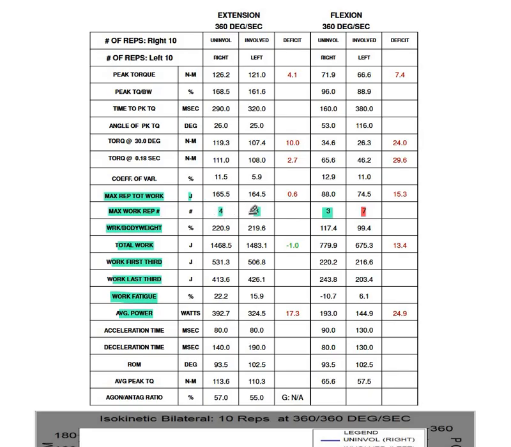And you want to see symmetry between legs, so they should occur within a repetition of each other, and ideally they should be on repetitions, ideally 1, if not 2. And the lower the number of repetitions that are performed, obviously, the more you want that value to be nearer 1.